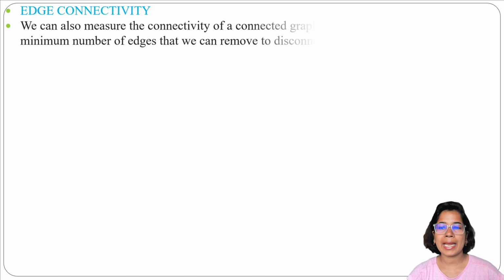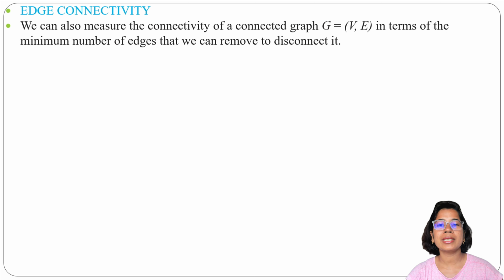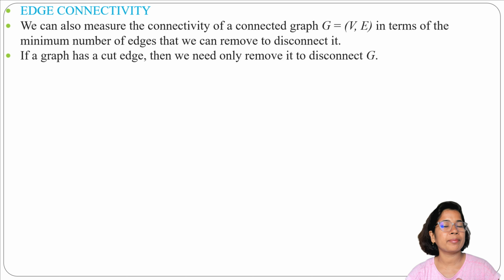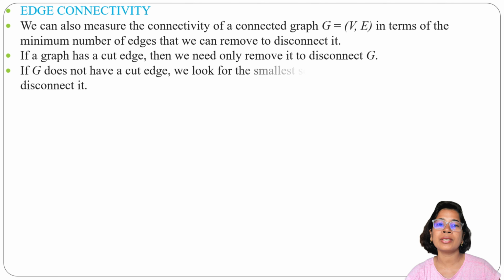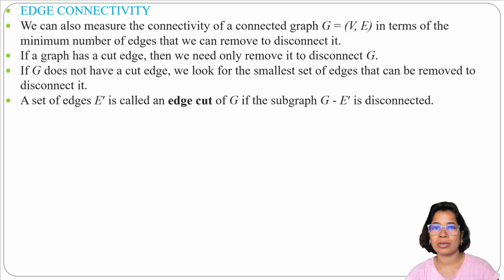Today I will discuss edge connectivity. We can also measure the connectivity of a connected graph in terms of the minimum number of edges we need to remove to make this graph disconnected. If there is a cut edge, we can simply remove that, so edge connectivity will be 1. If there are no cut edges, we can remove multiple edges to make this graph disconnected, and it's called an edge cut. In case of vertices, it's called a vertex cut. In case of edges, it's called an edge cut.